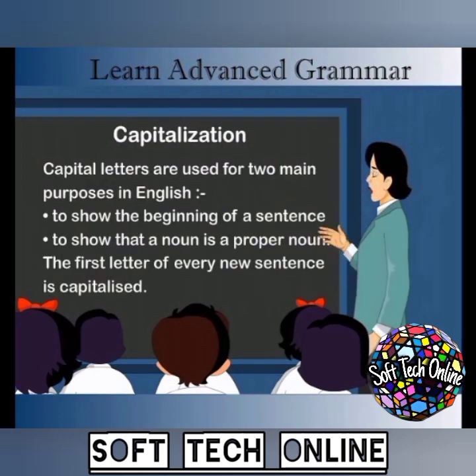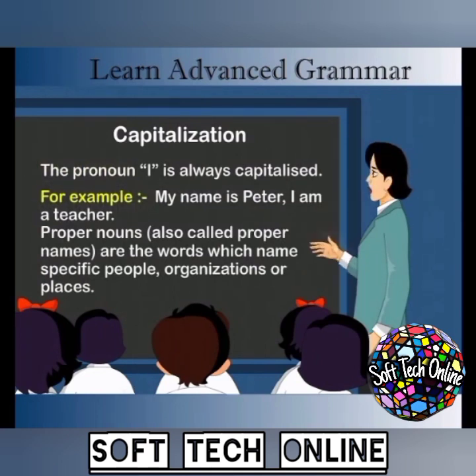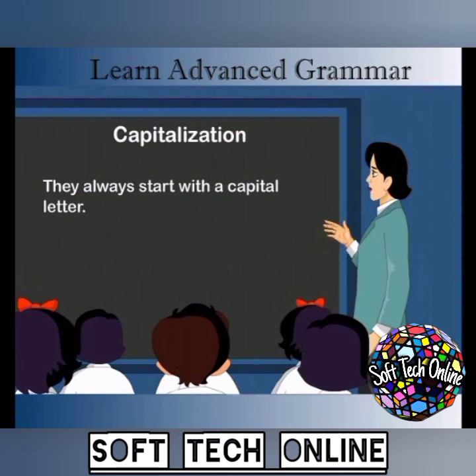Capitalization. Capital letters are used for two main purposes in English: to show the beginning of a sentence, and to show that a noun is a proper noun. The first letter of every new sentence is capitalized. For example, the postman delivered the parcel. It was very heavy. The pronoun I is always capitalized. For example, my name is Peter. I am a teacher. Proper nouns, also called proper names, are the words which name specific people, organizations, or places. They always start with a capital letter.